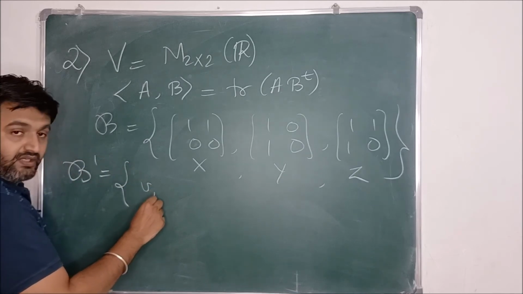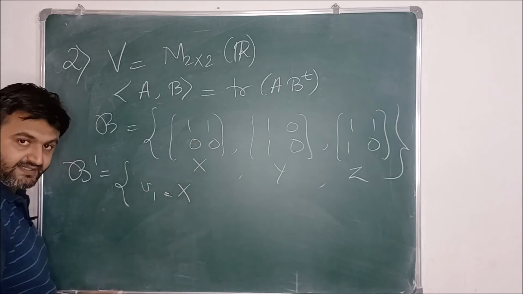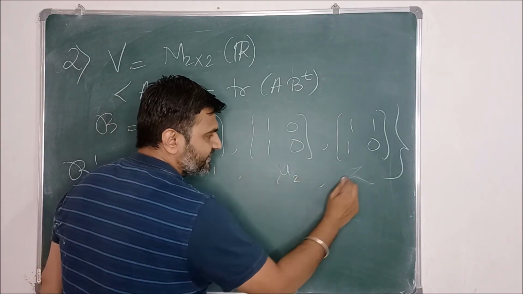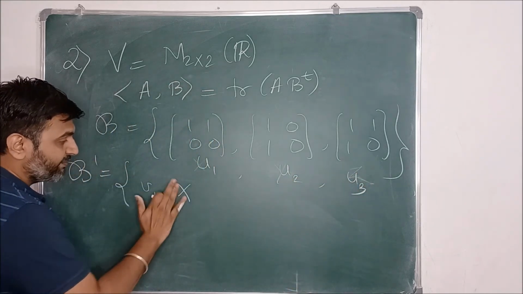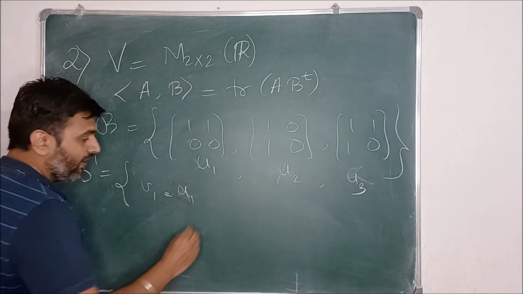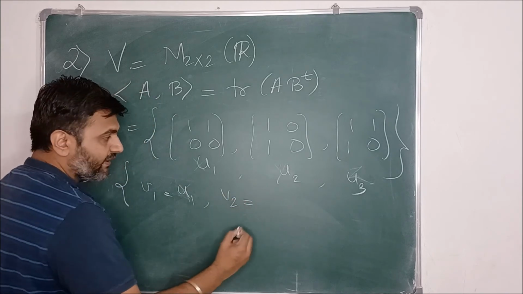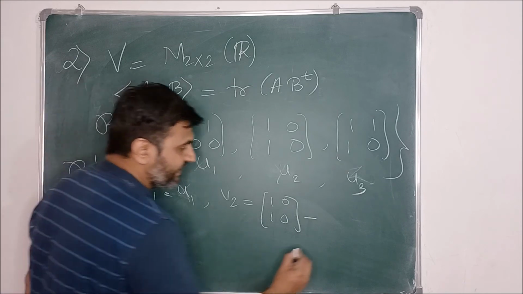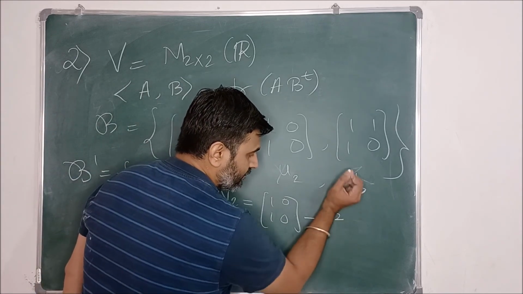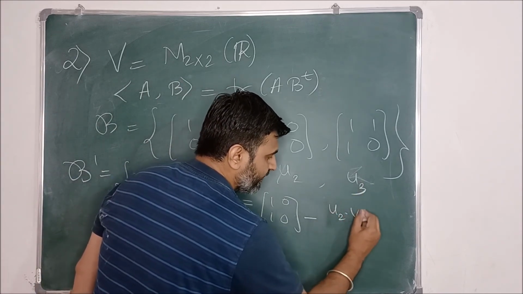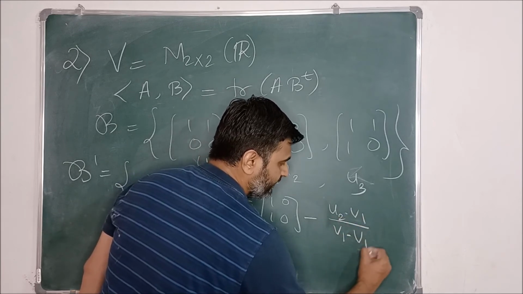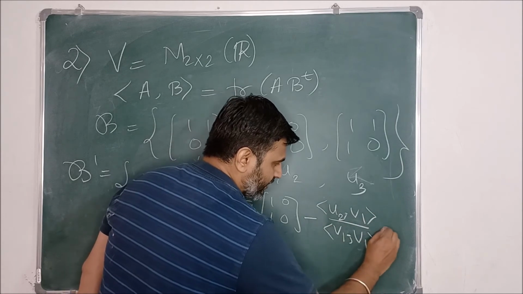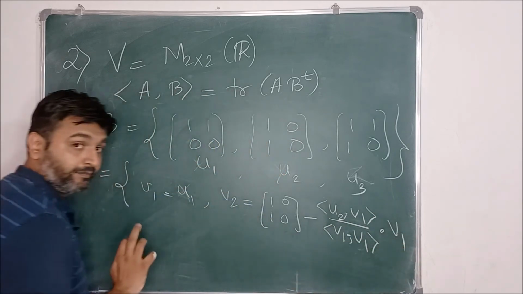So I want to find V1. Let me call the vectors U1, U2 and U3, and stick to the same notation. So let me call my V1 as U1. What is my V2? It is U2 minus the projection vector. What is that? U2 dot V1 upon V1 dot V1. Sorry, not dot, here it will be the inner product, inner product with V1. Right?